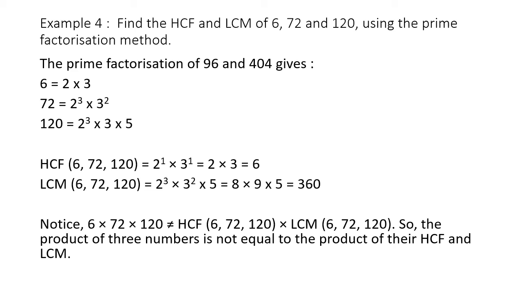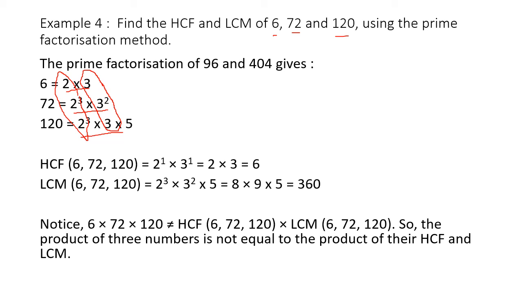So how do you write 6 in prime factors? It is only 2 into 3. How have I written 72? Remember, 2 cubed into 3 square. And what is 120? If you factorize 120 you get 2 cubed into 3 into 5. Now to find the HCF, you can see 2 is common in all three, and even 3 is common in all three. So 2 and 3 are common.